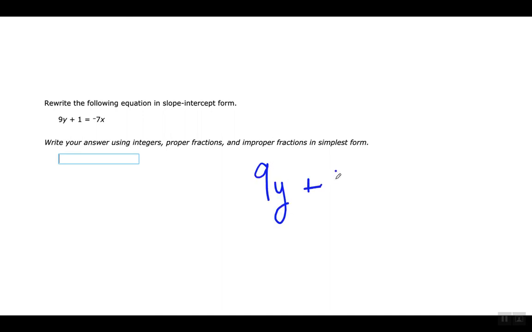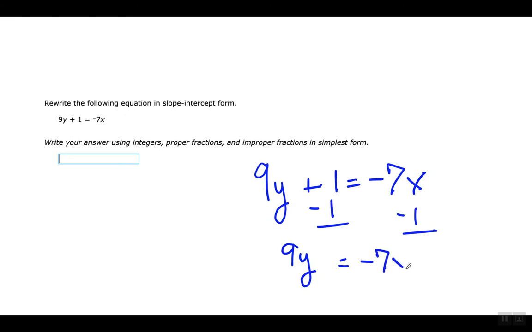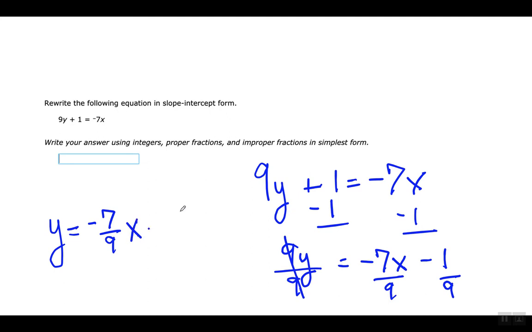All right, so I got 9y plus 1 equals negative 7x. First thing I'm going to do is move the plus 1 to the right by subtracting 1 from both sides of the equation. So when I do that, I'm going to have 9y equals negative 7x minus 1. Now I got to divide everything by 9. So you're going to get y equals negative 7 over 9x minus 1 over 9. And that's your answer.